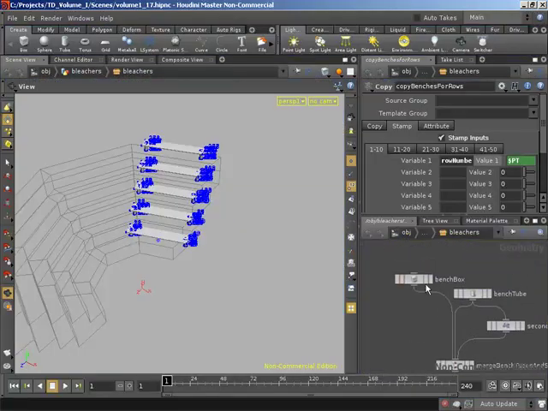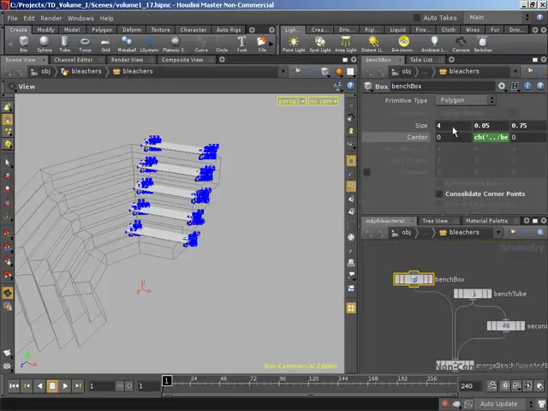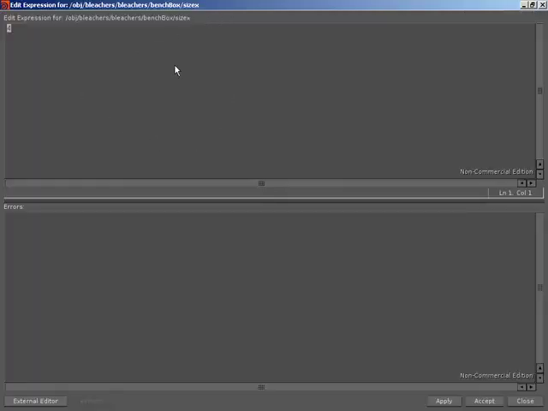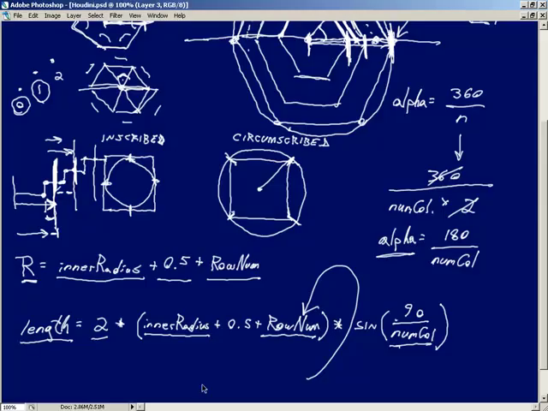So we've seen that we need that expression to control our size in X. I'm going to turn off points and bring up the expression editor. I'm even going to make it full screen. So that was on size X for our box. So what does our expression look like? Our expression looks like 2 times our inner radius plus 0.5 plus row number. So let's deal with this bit first, and then we'll come in and deal with the end of the expression.